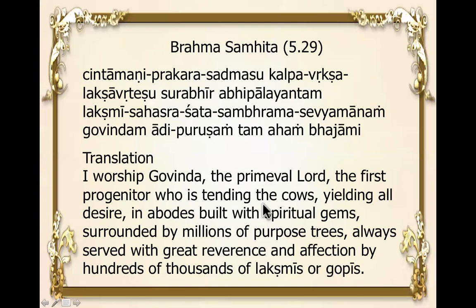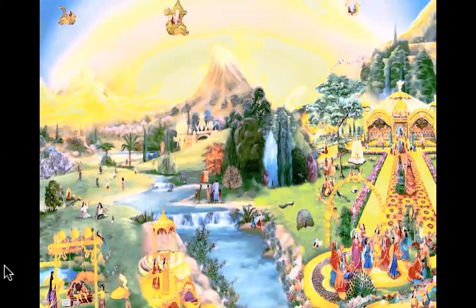So this is a little description of what Golok looks like. There's loads of cows, loads of trees, Kalpavriksha trees, and loads of gopis. This is a very interesting picture, diagram, painting of a little glimpse into the spiritual world of Golok.